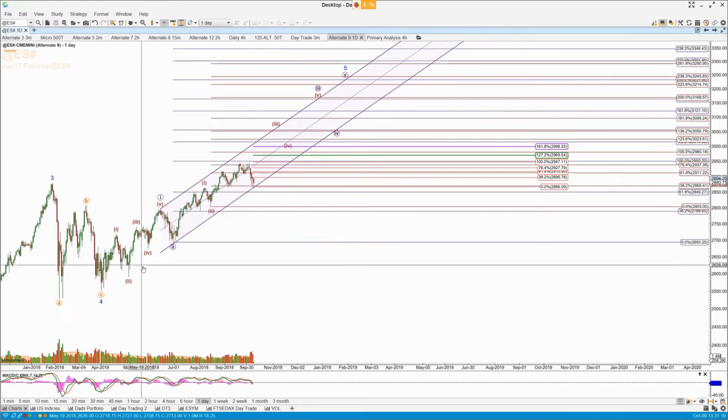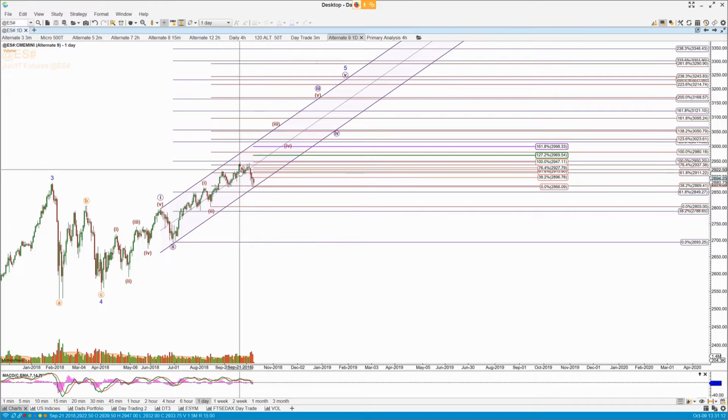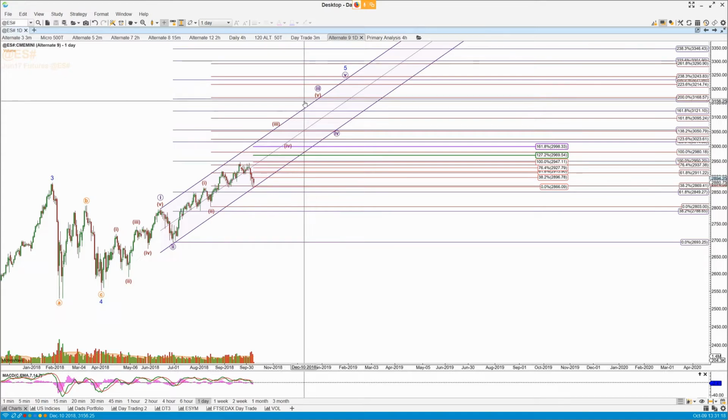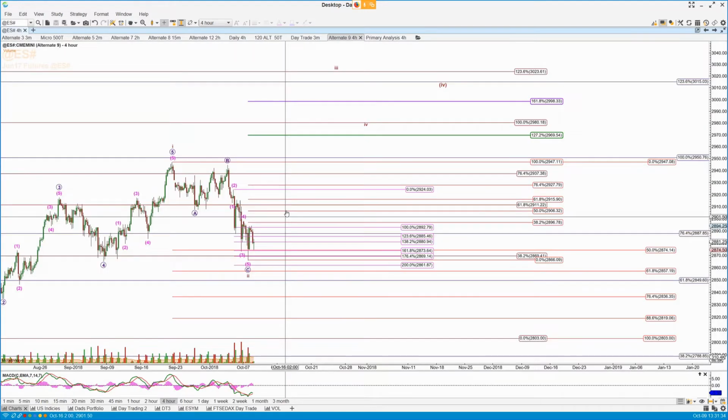And we've reached this 1.0 extension. So we're at the point where the next couple of parts of the move will reveal to us whether we are still in an impulse and we're going to go to our original targets in excess of 3,200. I'm actually looking for 33 something in the S&P 500, or whether we're going to morph into a diagonal and we're only going to get to around the 3,100 level.